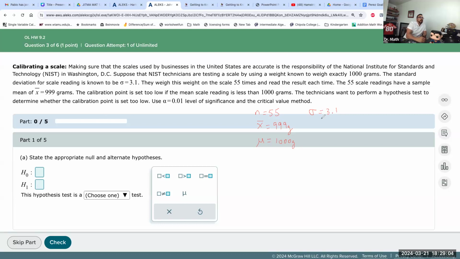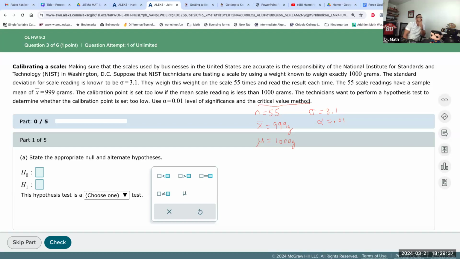And then they give us the alpha level of 0.01. Right, that's our level of significance. And here they want us to use something called the critical value method. And we'll talk about that. The shortcut is called the p-value method. And that's the one I showed you at the end of class. All right. So we'll look at this, we'll dive in.